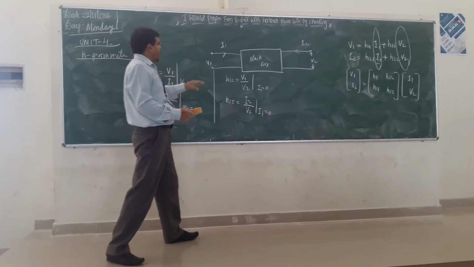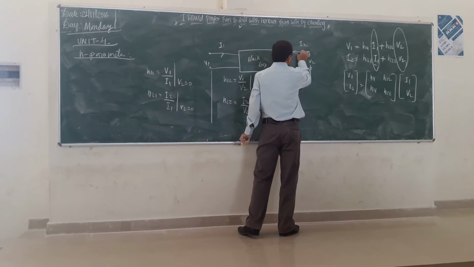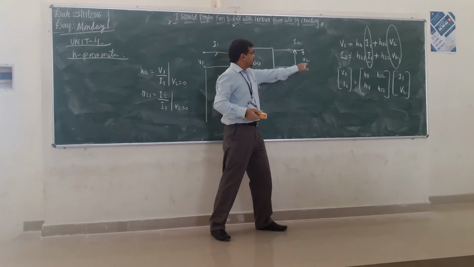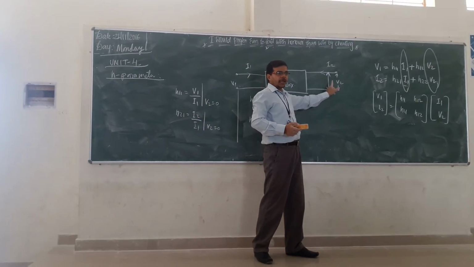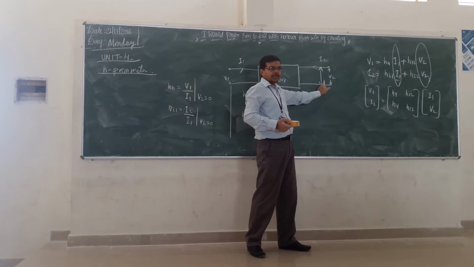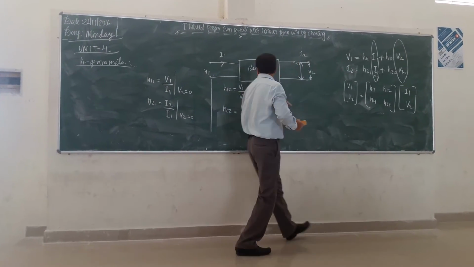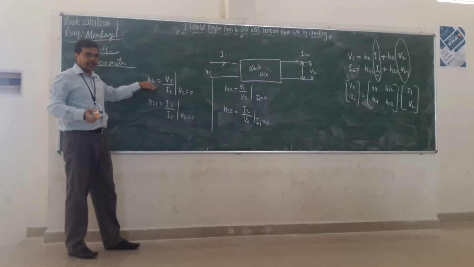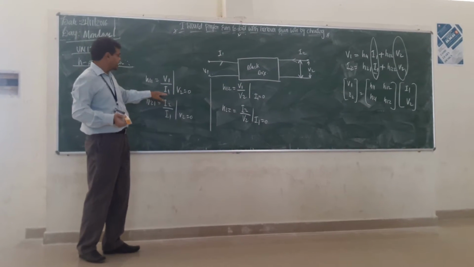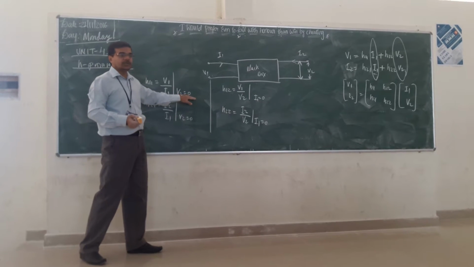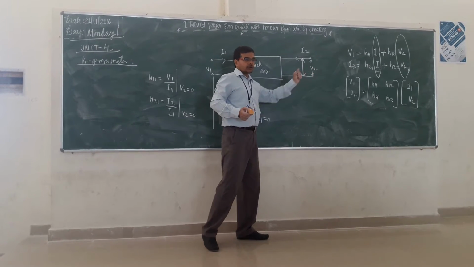As I am having four different parameters, first I will make V2 equal to 0. How can I make V2 0? By short circuiting here. Now when I short circuit this, I get the V1 equation. From here I get H11 as V1 by I1 at V2 equal to 0. So here I have done short circuiting.